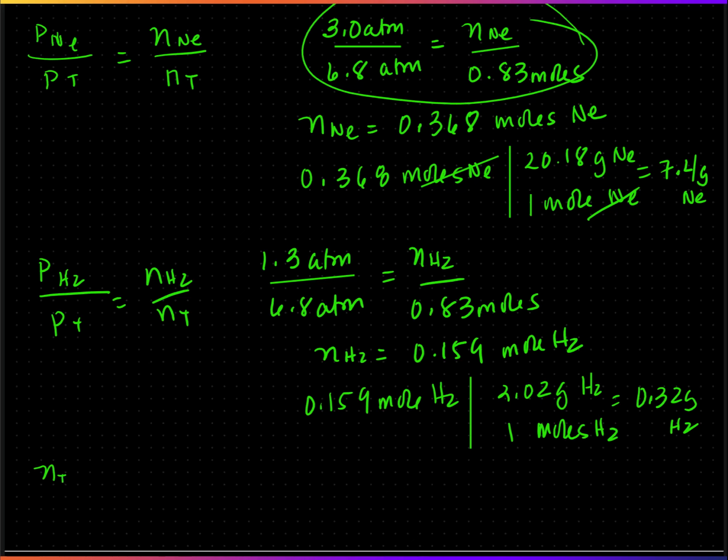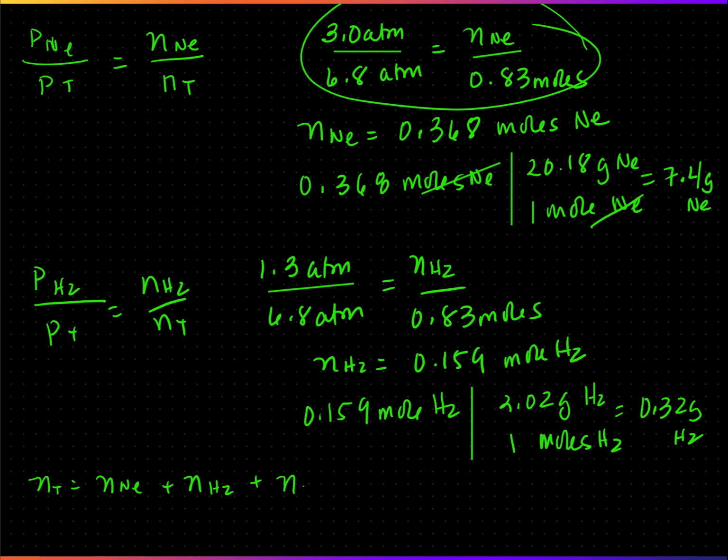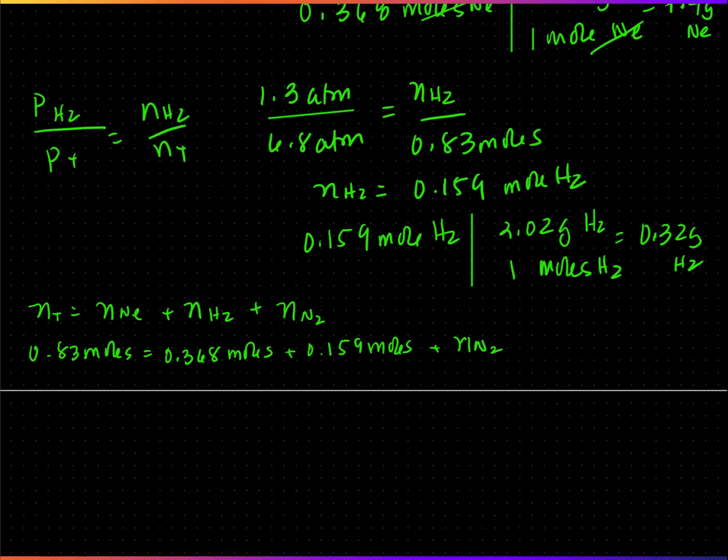So the last one, we could plug it into the equation again, or we know that the total moles is equal to the moles of neon plus the moles of hydrogen plus the moles of nitrogen. So if I plug this in, 0.83 moles is equal to 0.368 moles of neon, plus hydrogen, which is 0.159 moles, plus moles of nitrogen.